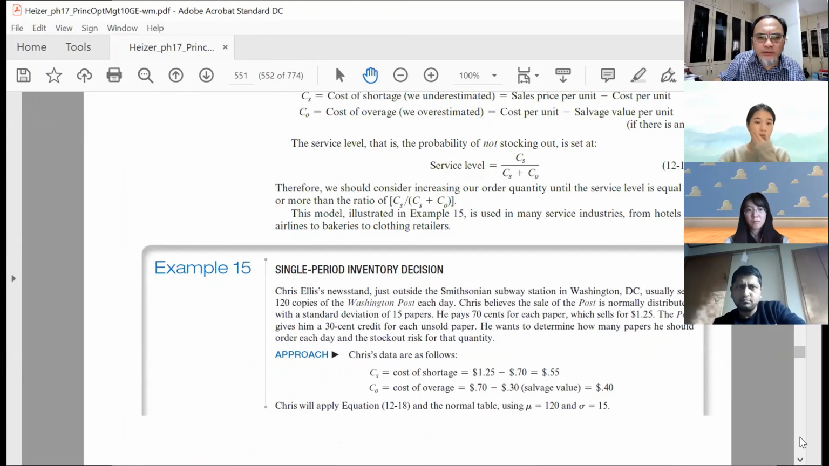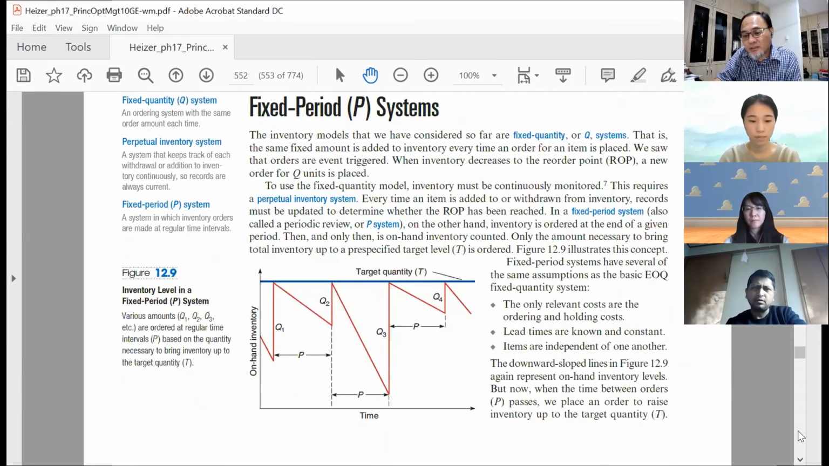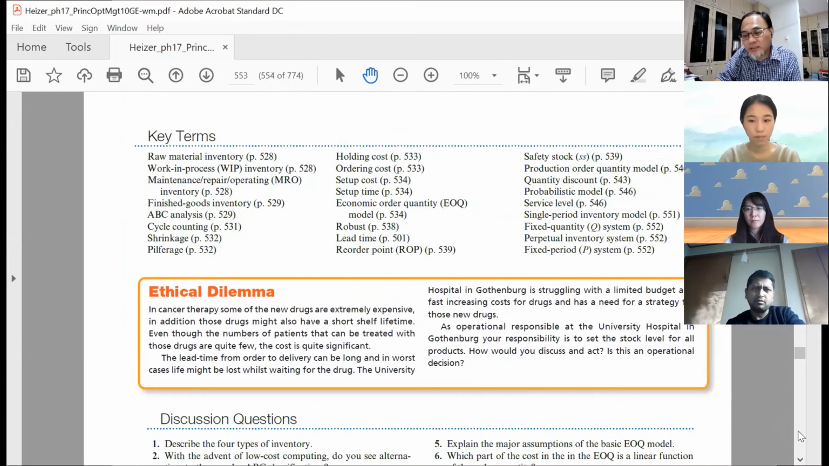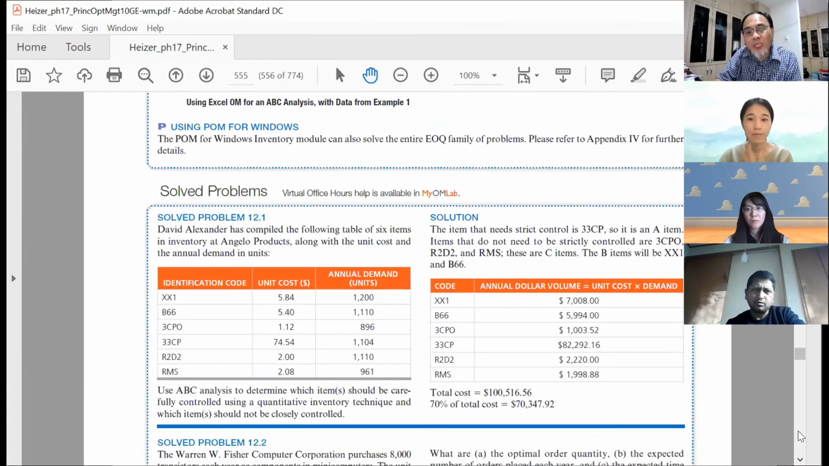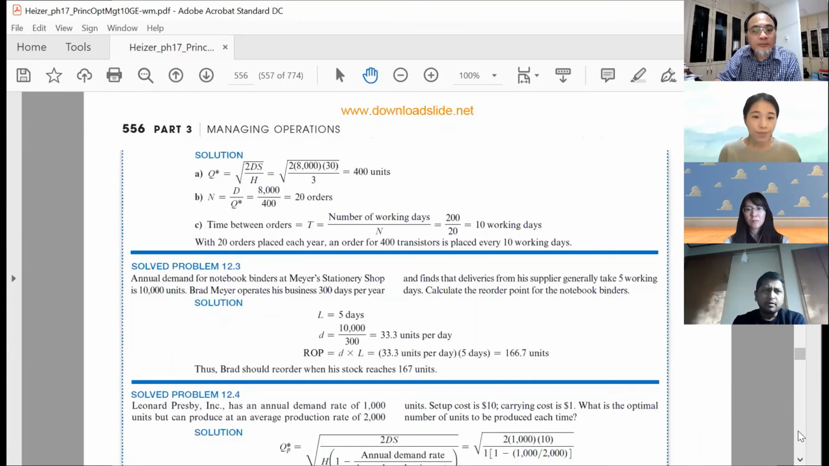You have done it before, is it, Jakob? You have done it before in economics? No? Have you ever seen the quantity discount model before in any other subjects? No. Okay.